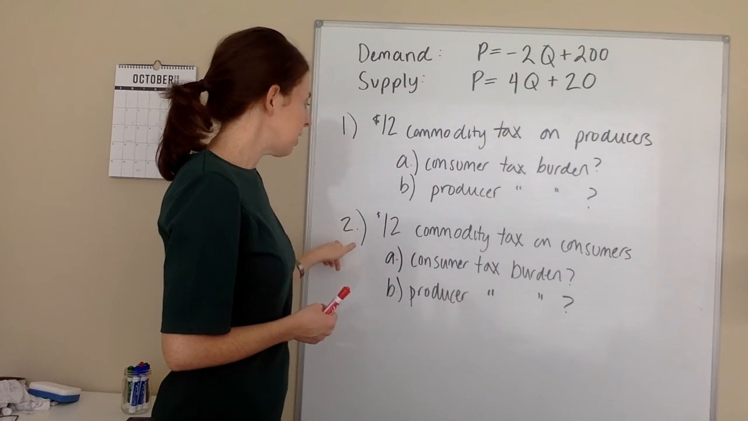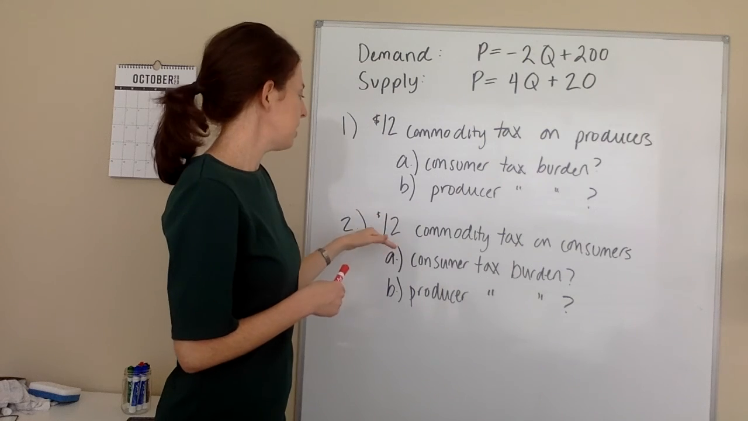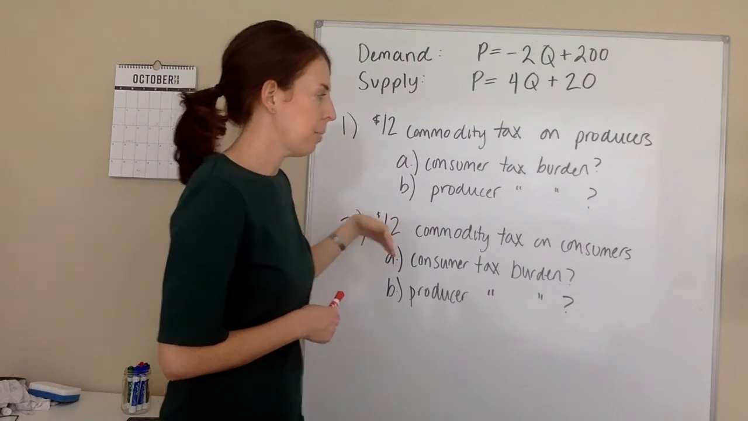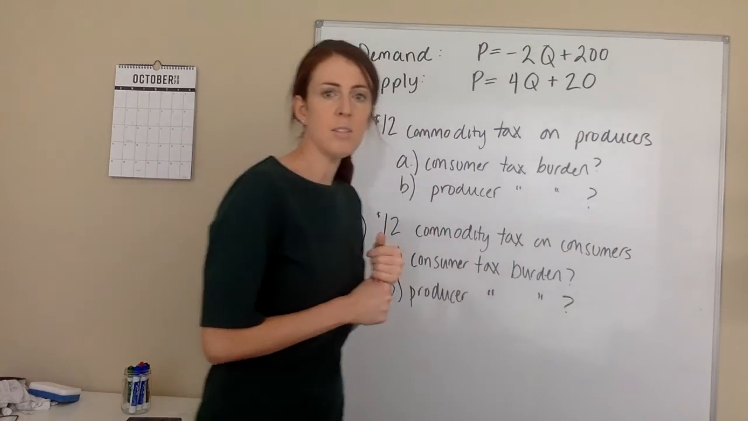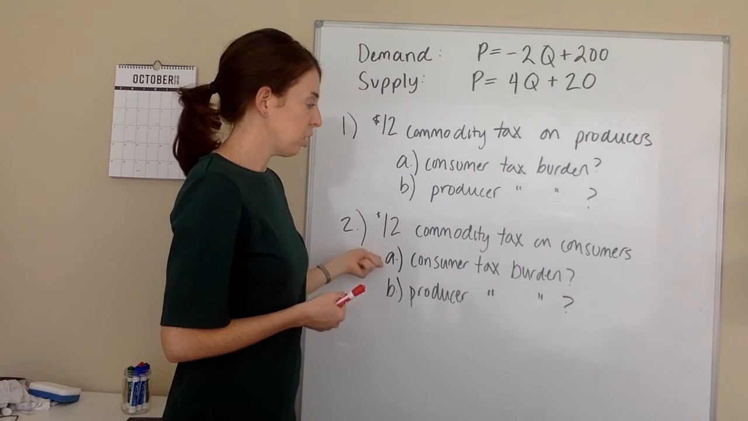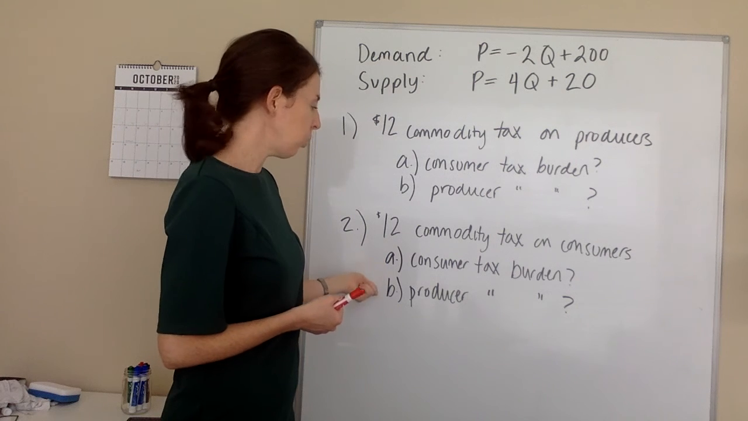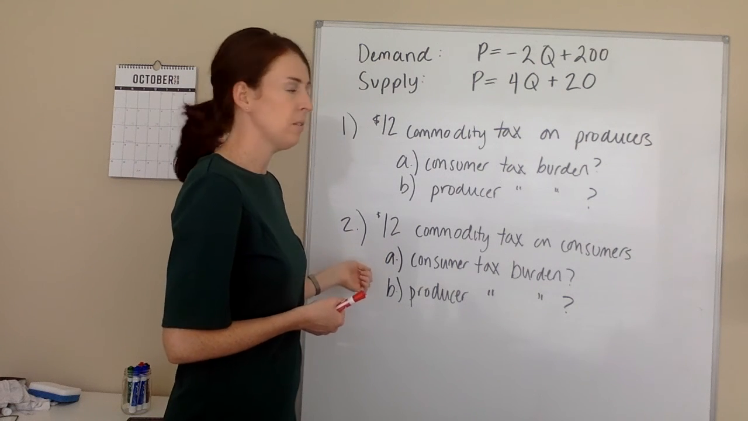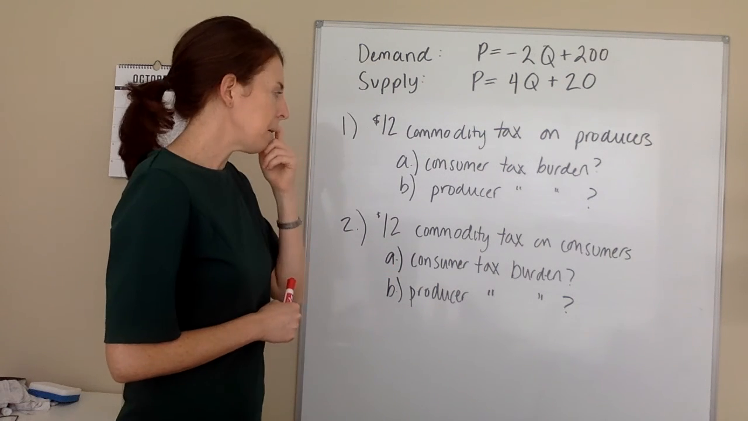Question number 2 is, now suppose the government flips the script and takes this $12 commodity tax and slaps it on the other side of the market, on the consumers. The first thing you need to calculate is, what is the consumer tax burden now, and then what is the producer tax burden now, given that the tax is on consumers.